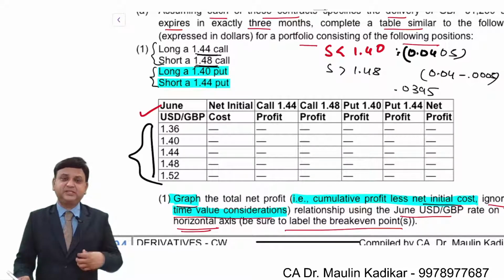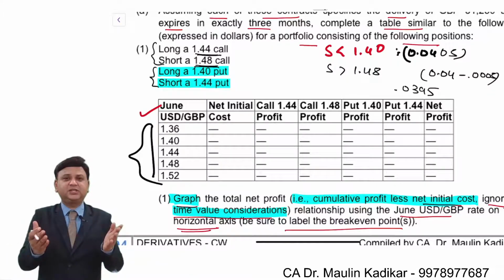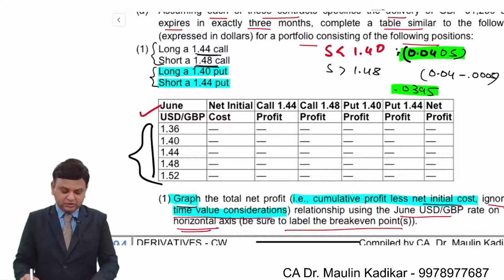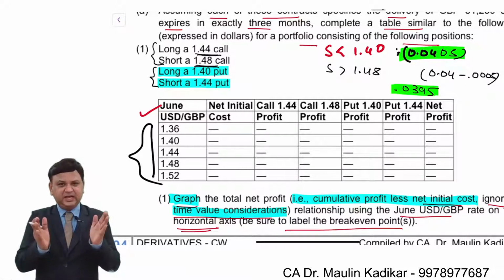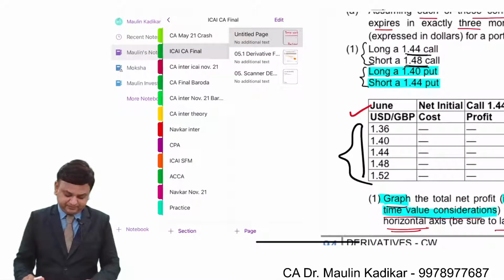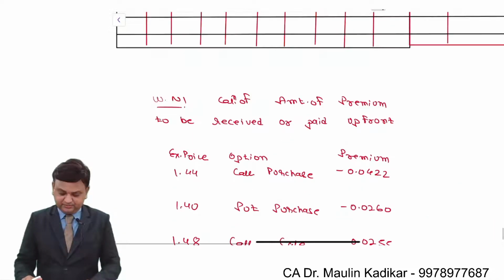So we understand that in spite of the huge variation in the price, your profit is not going to be more than this and your loss is not going to be more than this. So it is similar to the spread strategy, and in between both of them, you have the profit or loss marginal. So this is what we understand over here.